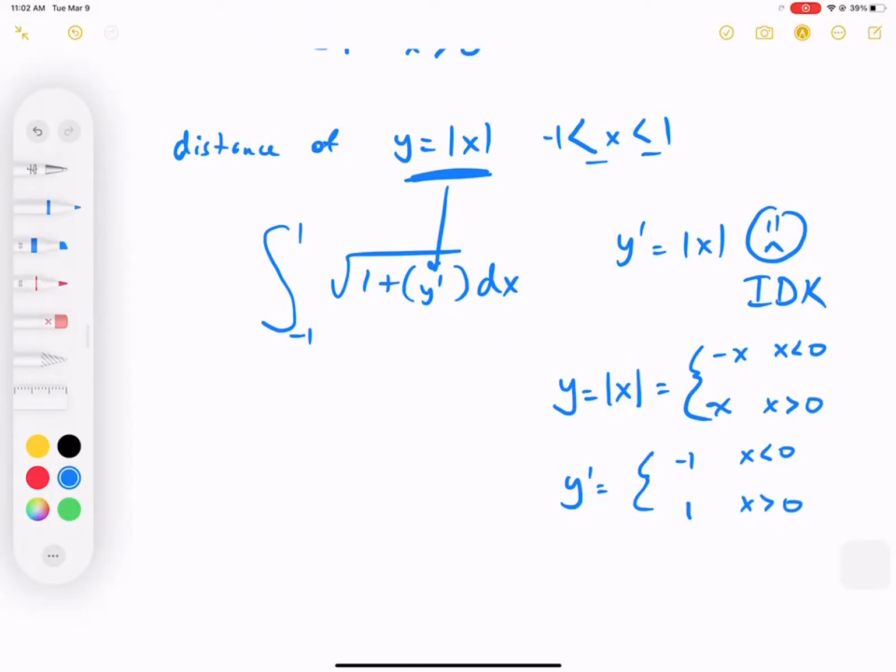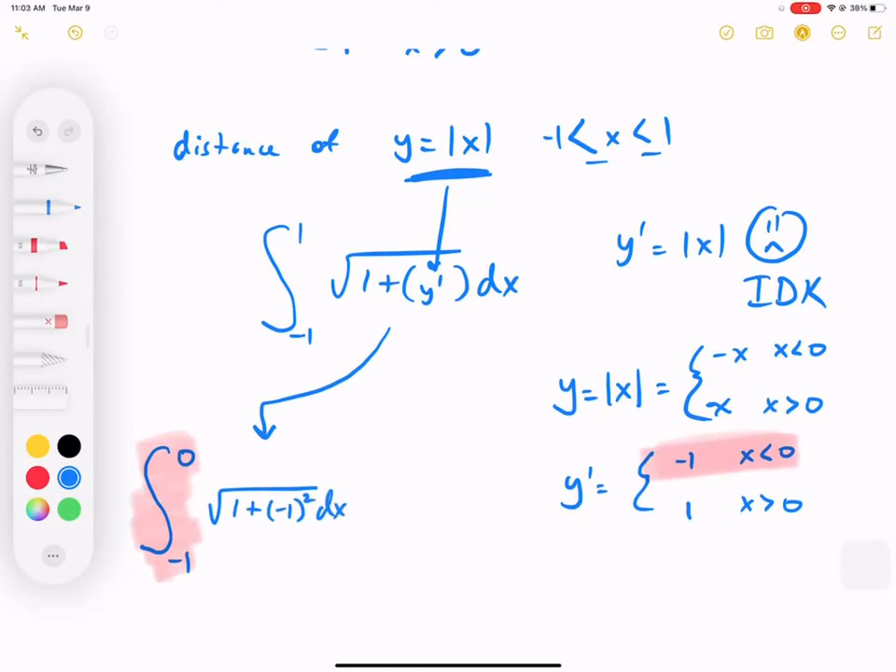Okay, cool. So we have to take this problem and we have to split it. Between negative 1 and 0, that's the left side of the problem. We say square root of 1 plus, what's the derivative? Negative 1 squared dx. Because that's the left side of the problem. What's the right side of the problem? Well, we have to go all the way up to 1, right? All the way up to 1. And let's look at the right side of the problem. I'll use a different shading here. Right here, that's the right side of the problem.